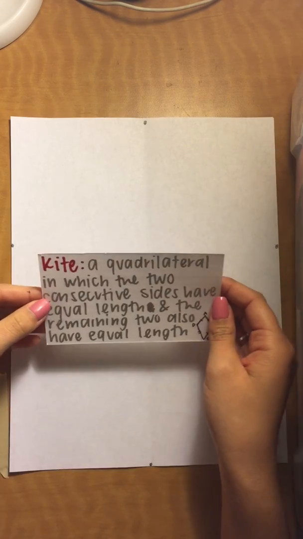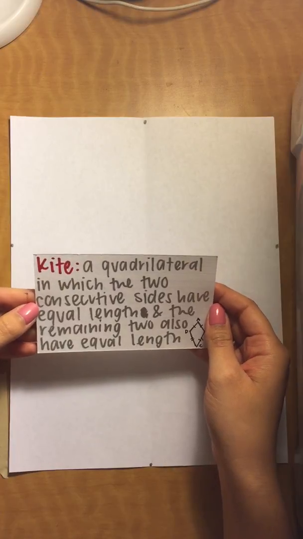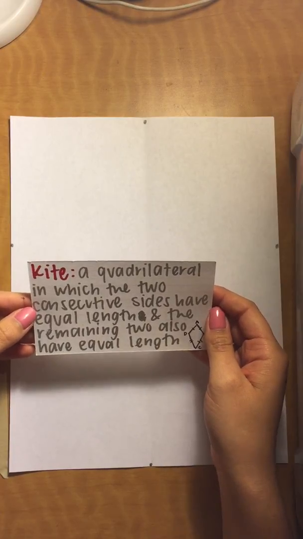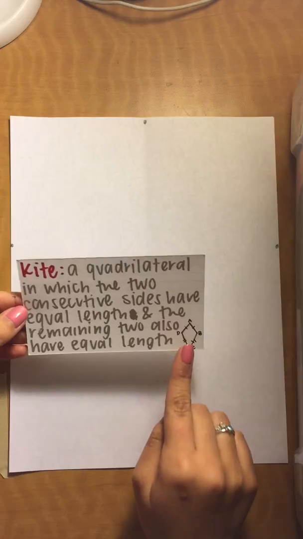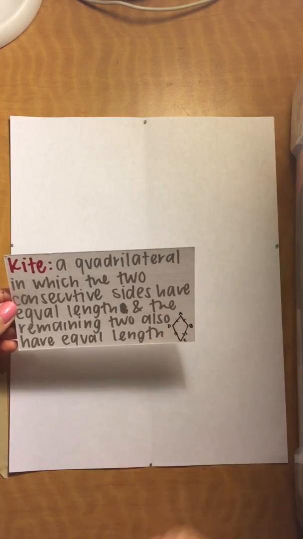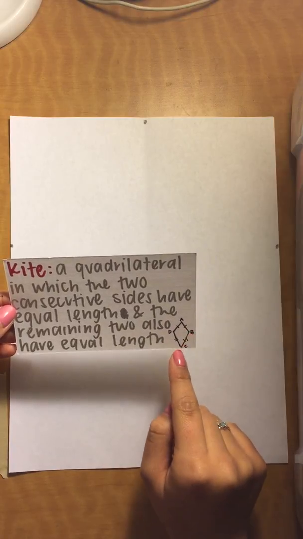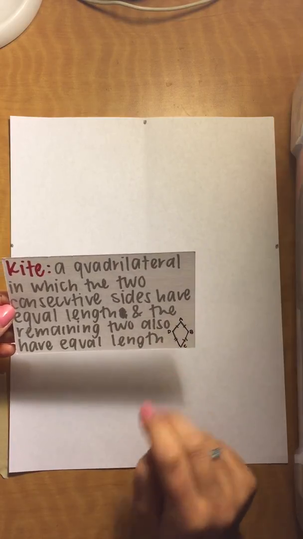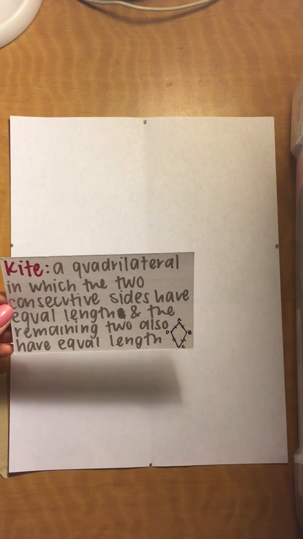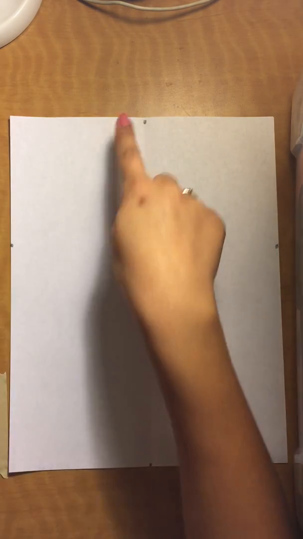So a kite is a quadrilateral in which two consecutive sides have equal length and the remaining two also have equal length. So in this kite, we know that AD and AB are consecutive and have equal length, and then BC and CD are consecutive and also have equal length. So for our kite, we're going to make sure that the consecutive sides are equal.